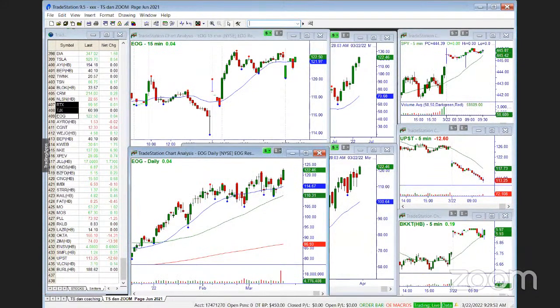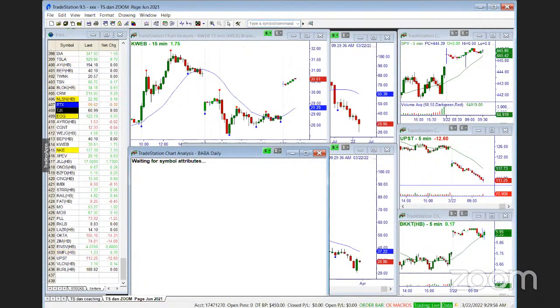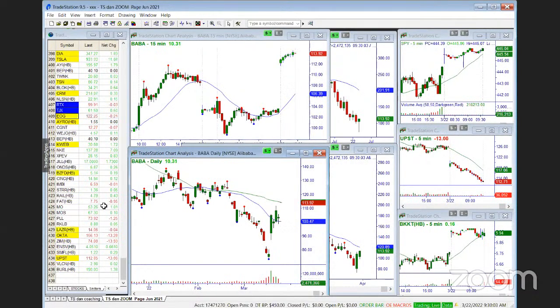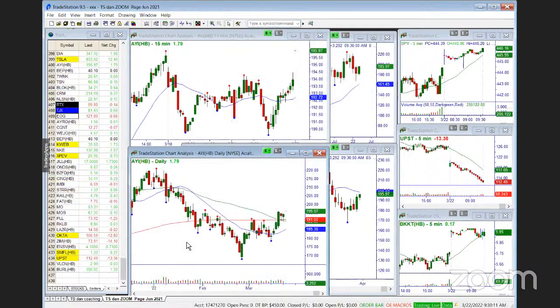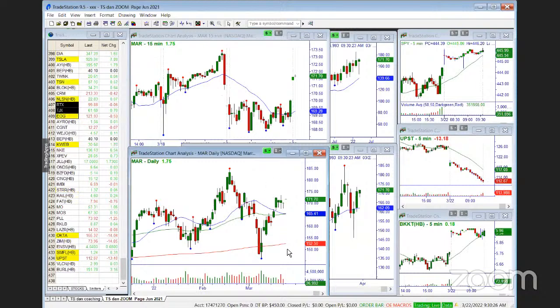K-Web is up again. Baba, yeah, I looked at a couple of them. The problem is there's no daily setups whatsoever. But day trading, this AYI was in the weekend letter. My alarm just went off. I like that little 1, 2, 3 continuation. Marriott, no great pattern to me, Emmanuel. I'm not sure what you're looking at.